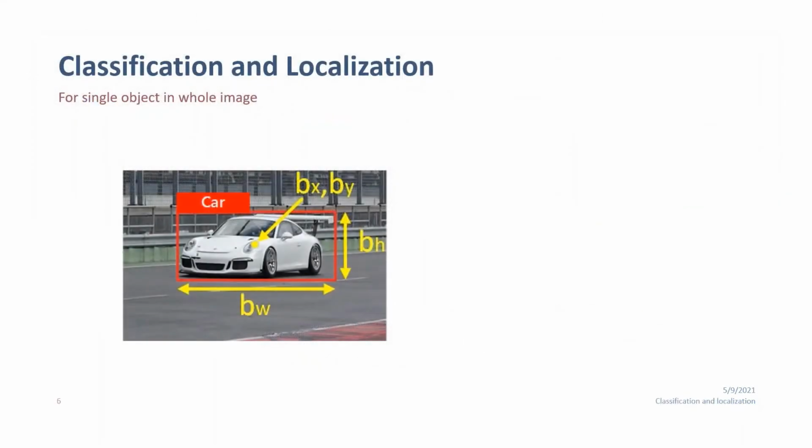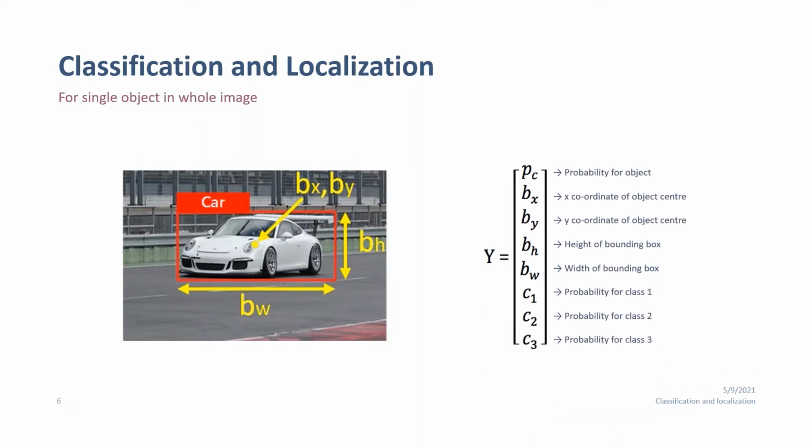First, we will see how to detect a single object with only one single forward propagation pass. Our objective here is to predict the class of the object and make a bounding box around that object. Let's consider a vector y as a label to this image. In this vector, PC is the probability for the object. That is, if the object is present in the image, the value of PC will be 1. If the object is not present in the image, the value of PC will be 0.